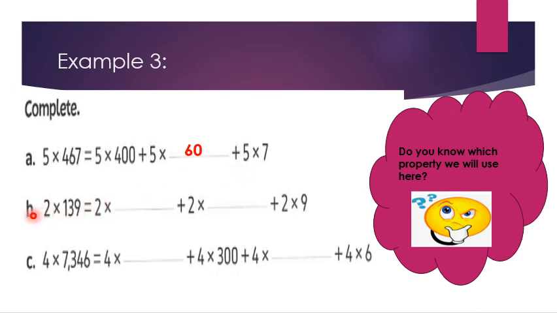Let's see question number B, 2 by 139. So 2 by what the first time? 2 by 100. And 2 by what? 2 by 30. And the next time 2 by 9. The last example here, 4 by 7,346. So the first time I will multiply 4 by 7,000 by using distributive property. Then 4 by 300. Then 4 by 40. And the last one 4 by 6.